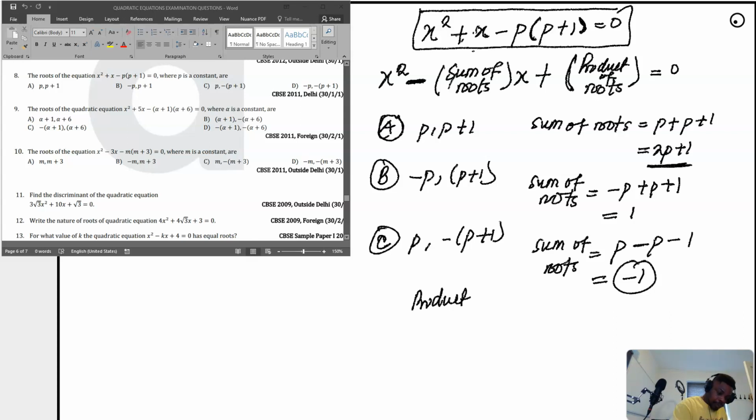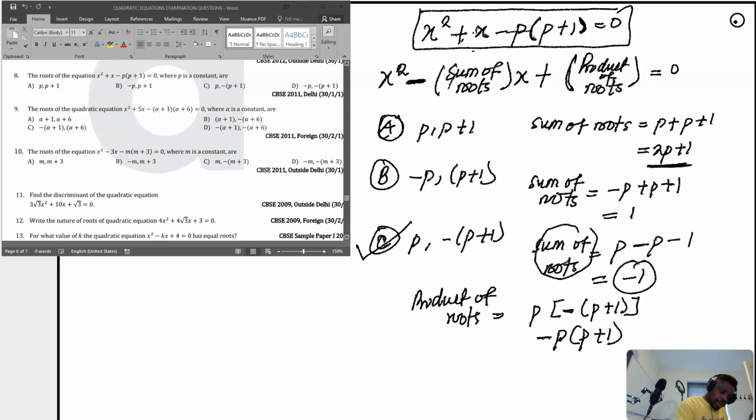Product of roots. So product of roots means p, we multiply minus p plus 1. Okay? So this is minus p bracket p plus 1. So if I put minus p bracket p plus 1 here, okay, that will give us this. So it simply means that option C is correct in terms of sum of roots giving us plus 1 and product of roots giving us minus p bracket p plus 1. So our answer, our solution here is option C.